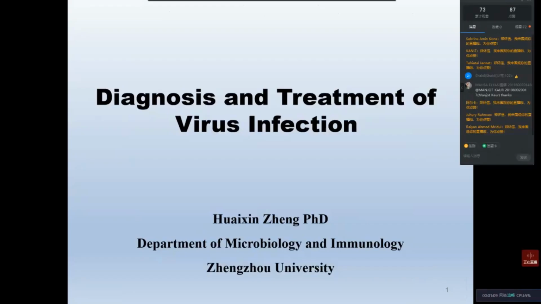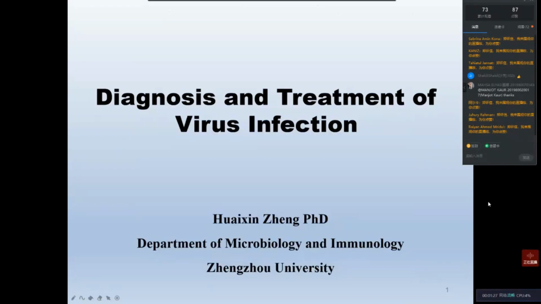viruses are quite different from bacteria. You cannot easily culture them on petri dishes, and they require some live cell to replicate. So it's not easy to culture. And the other thing is that viral particles are so small, you cannot observe viral particles under a light microscope directly. So yeah, that's what we will learn today.